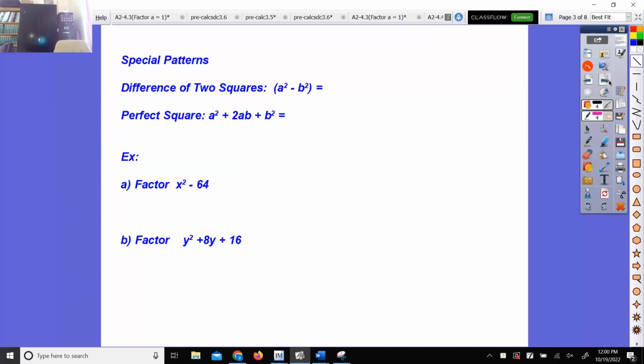All right, special patterns. These are on your form quizzes. The first one we'll talk about today is the a squared minus b squared pattern. Does anybody know that pattern from your form quiz? How does a squared minus b squared factor?